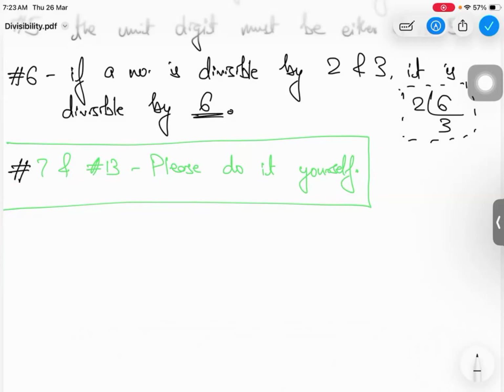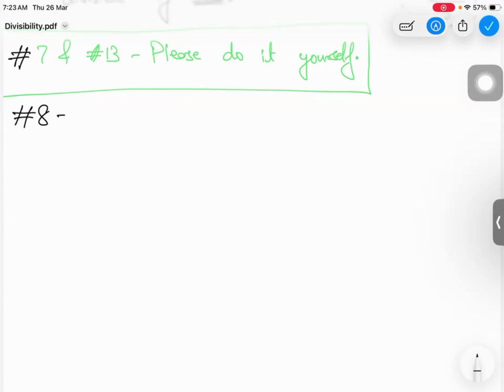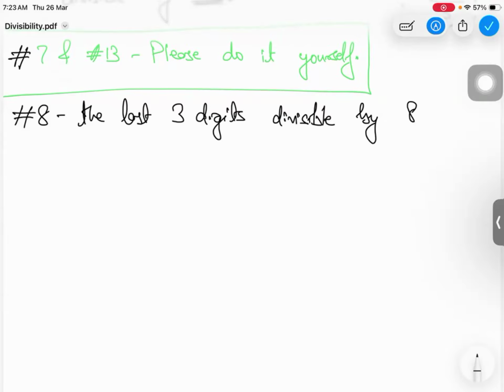So we will jump on to number 8. What about number 8? Divisibility rule of number 8. Anyone? The last three digits should be divisible by 8. Cool. The last 3 digits divisible by 8. Okay, so this also makes pretty much sense.